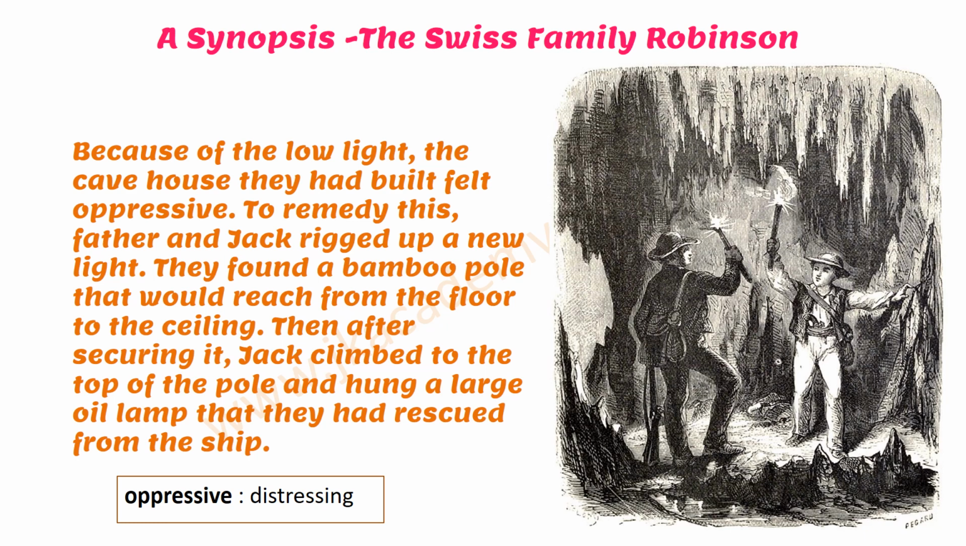Jack climbed to the top of the pole and hung a large oil lamp that they had rescued from the ship. On that pole, because inside the cave it was very dark and they were feeling very sad and distressed about it, they put the pole, which they made very tight so that it doesn't fall off. And Jack climbed up and put an oil lamp. From where did they get this oil lamp? They had rescued, or saved, it from the ship, which was broken now, which they had left behind.